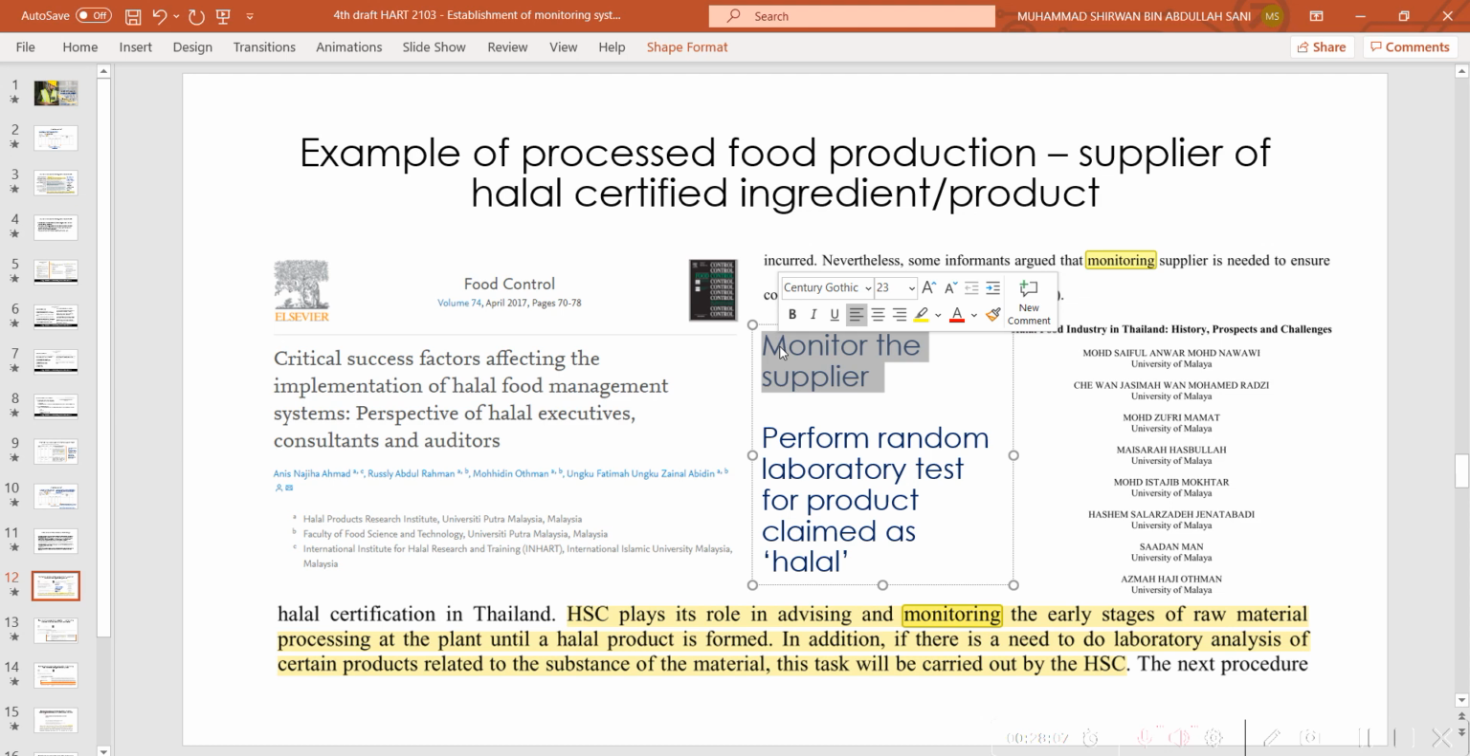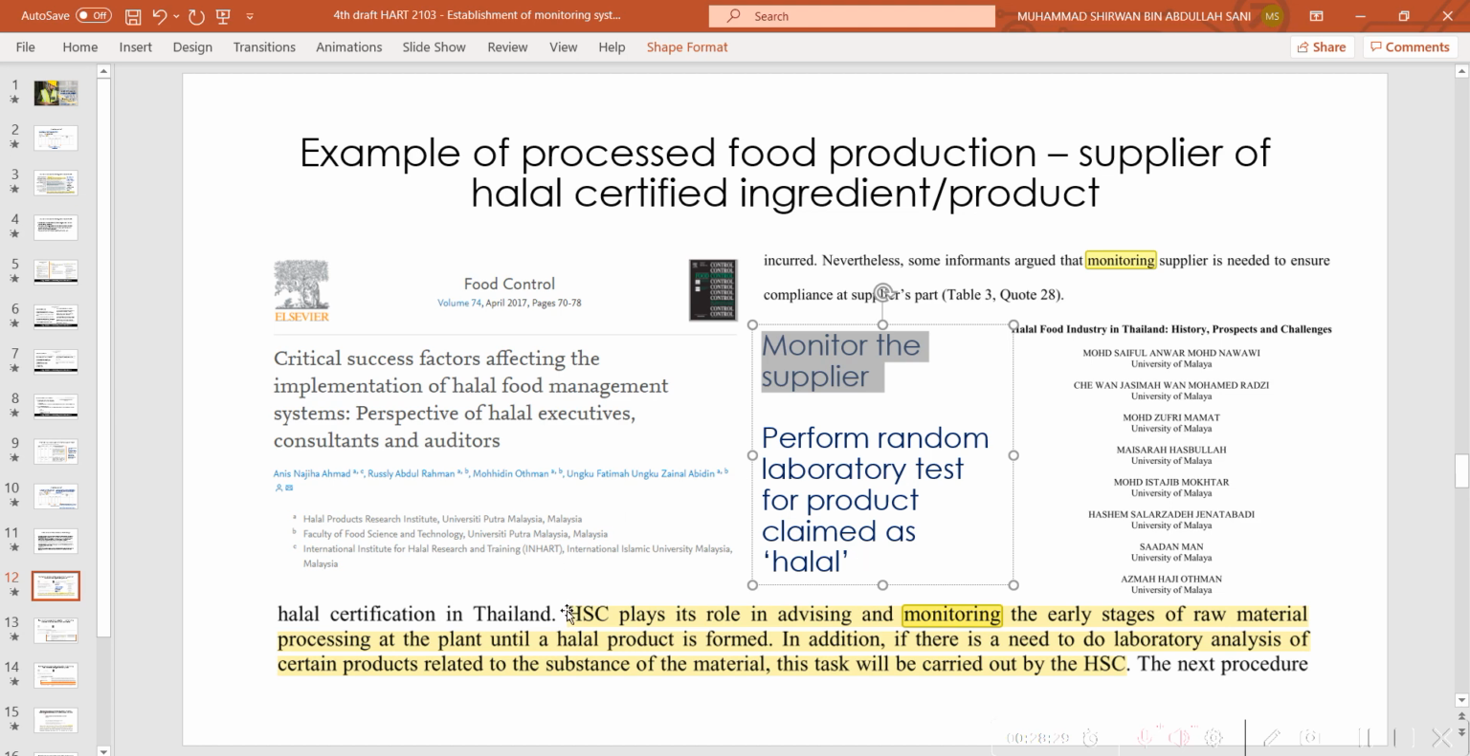Okay, another way of carrying out monitoring, you can also carry out a laboratory test. This is the common approach as well. As I told you, however, usually a laboratory test can be considered as quality control. The quality control within the company, right?